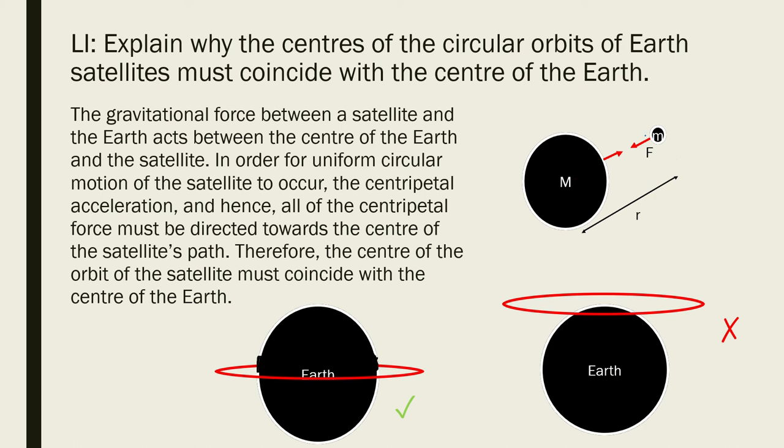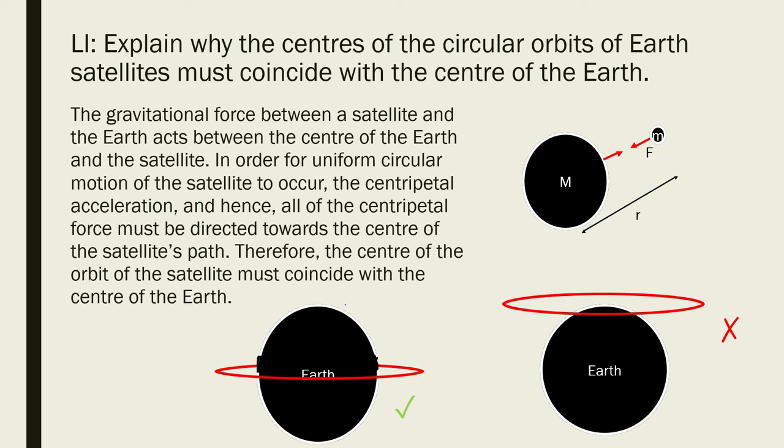Now, in order for uniform circular motion to occur, so this satellite to be whizzing around the Earth at constant speed, we know that there is a centripetal force acting towards the center of its circular motion. So that centripetal force is causing centripetal acceleration, and that must be directed towards the center of the satellite's path.